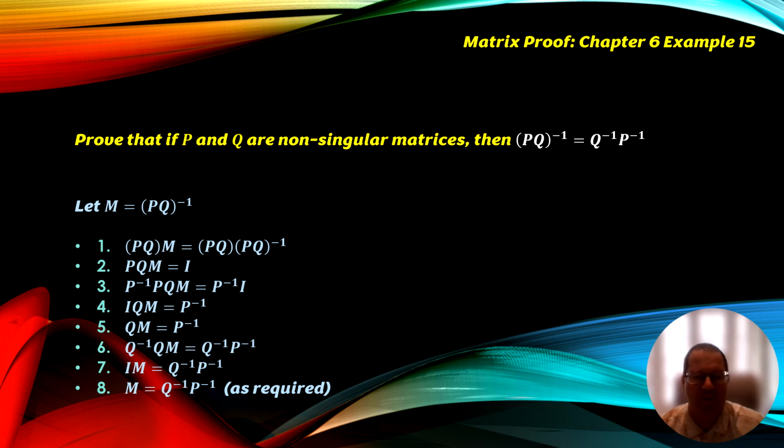And again, we pre-multiply. So Q minus 1 QM is equal to Q minus 1 P minus 1. The right-hand side is what we want, and the left-hand side simplifies to IM, which in turn is M. So M is equal to the product of the inverse matrices of Q and P.